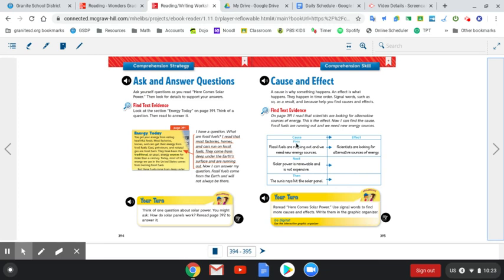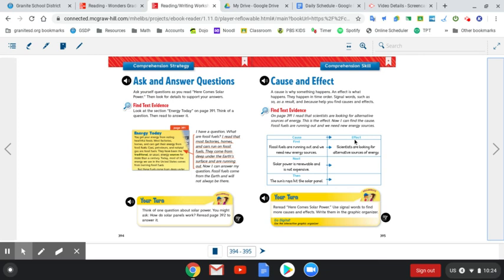So let's look at a cause. First, fossil fuels are running out and we need new energy sources. So an effect of that would be scientists are looking for alternative sources of energy. Okay? If people think that fossil fuels are running out, well, let's start looking for other sources of energy. That would be an effect.